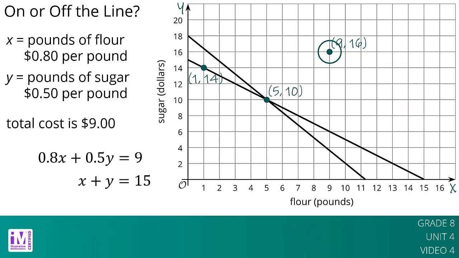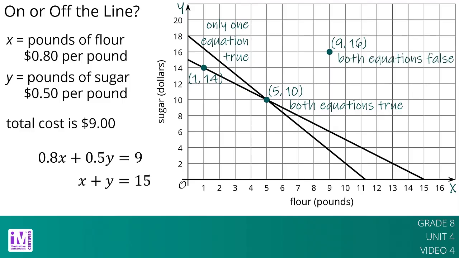In general, if we have 2 lines in the coordinate plane, the coordinates of a point that is on both lines makes both equations true. The coordinates of a point on only one line makes only one equation true. The coordinates of a point on neither line make both equations false.